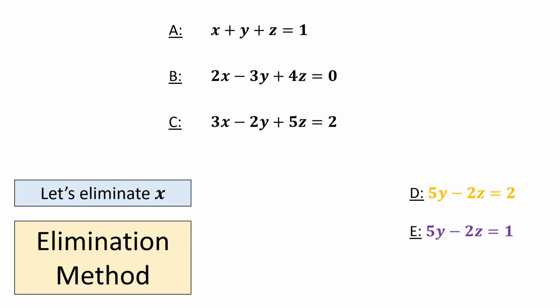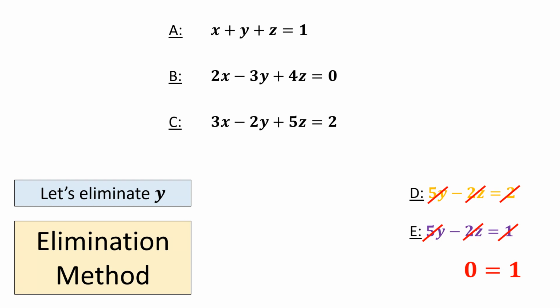Right, well, we've done the elimination of x to get equations D and E. Let's move on to eliminate y. We can see that the coefficients of y are ready to eliminate straight away. Don't need to do any further algebra. So let's do our subtraction. 5y minus 5y and negative 2z subtract negative 2z. Well, both of these are going to cancel out to give us 0 on the left. However, when we turn to the right-hand side of the equations, 2 take away 1 does not give us 0.